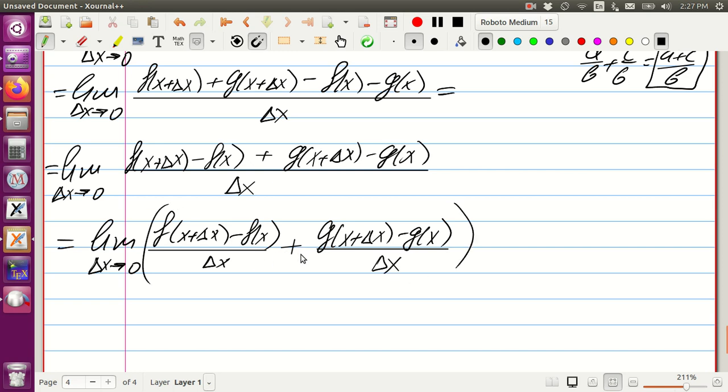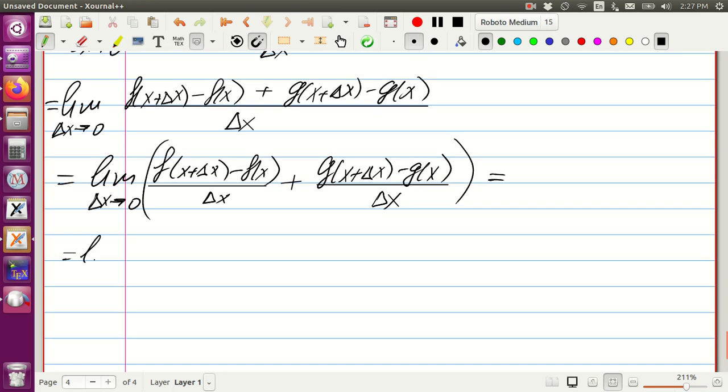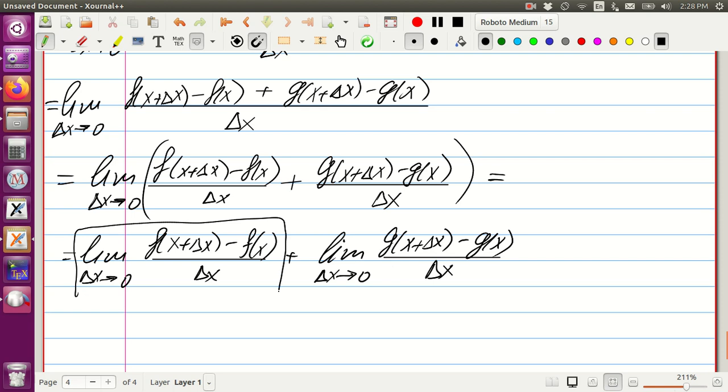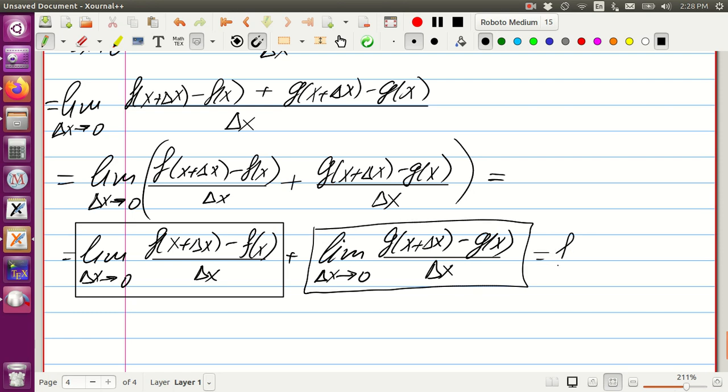And this is the limit of the sum, and we know the limit of the sum is the sum of the limits. We have the limit as delta x goes to 0 of f of x plus delta x minus f of x over delta x, that's the first one. Then the limit as delta x goes to 0 of g of x plus delta x minus g of x over delta x. But this is exactly the definition of the derivative of f, and this is exactly the definition of the derivative of g. So we have f prime of x plus g prime of x, and that's what we wanted to show. So this proves this theorem.